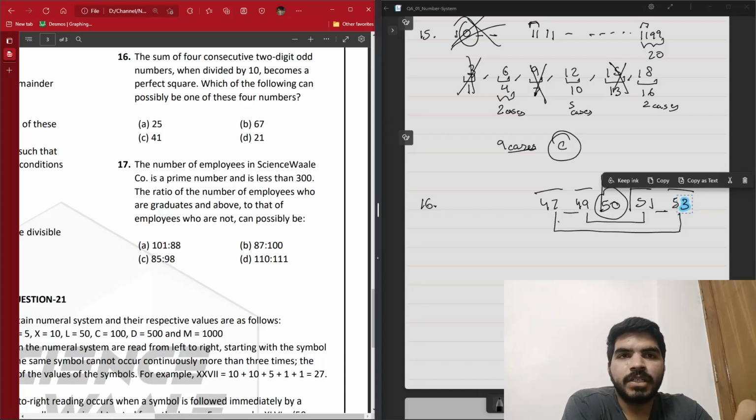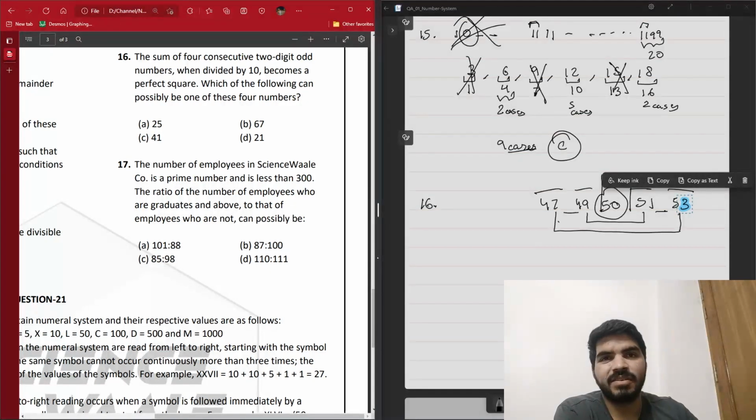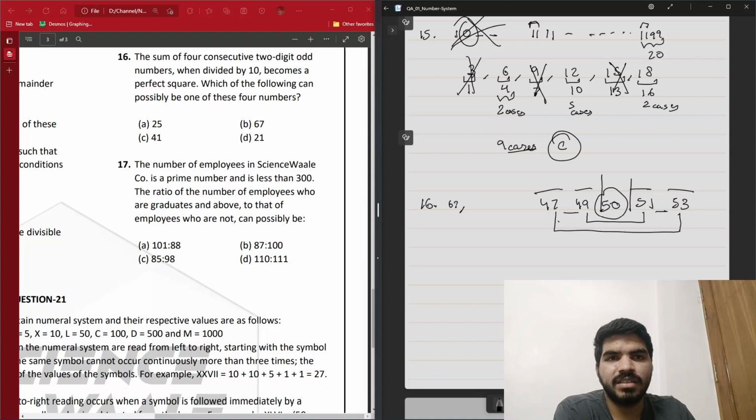Now for perfect square, best method, like you can derive it as well, but I would say best will be to assume it. 67, 69, 71 and 73. Option B is there. I'm checking option B. So these will be 70. These will be 70. 140 divided by 10. No, no good. Useless.